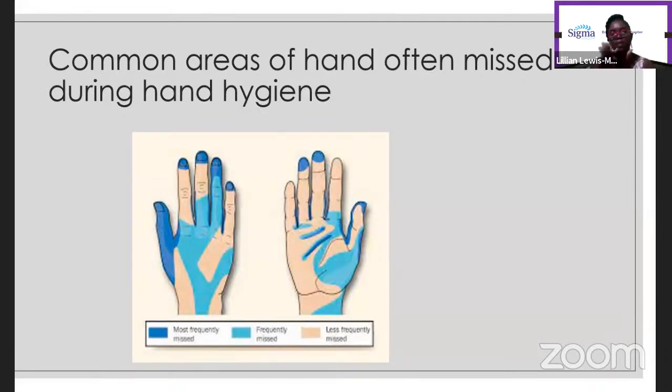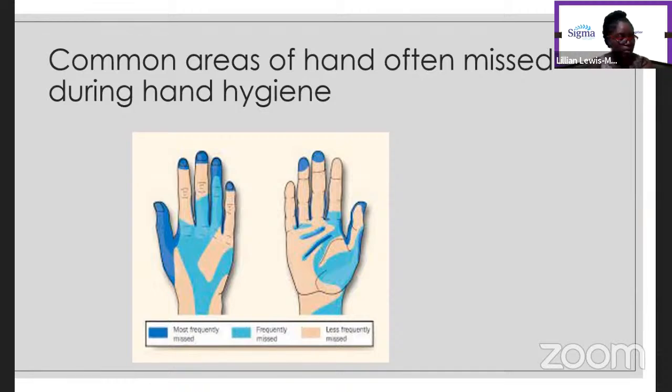And so sometimes if you don't go through all the steps, you may not get all the areas. So I want you to kind of have this picture in your mind, and when you go to wash your hands, consider whether you think you may have reached all of those areas.